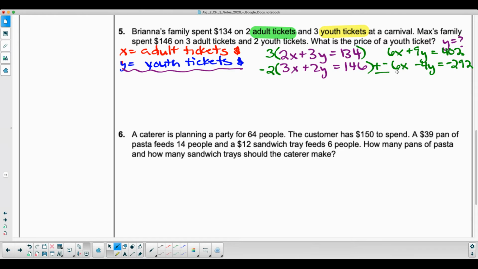Now we can add these 2 equations together. We've eliminated the x's, so we have 0 x's. We have 9 plus a -4, so that's a 5y. And then 402 plus -292 is 110. Then to get the cost of a youth ticket, 110 divided by 5 is $22. So youth tickets cost $22.